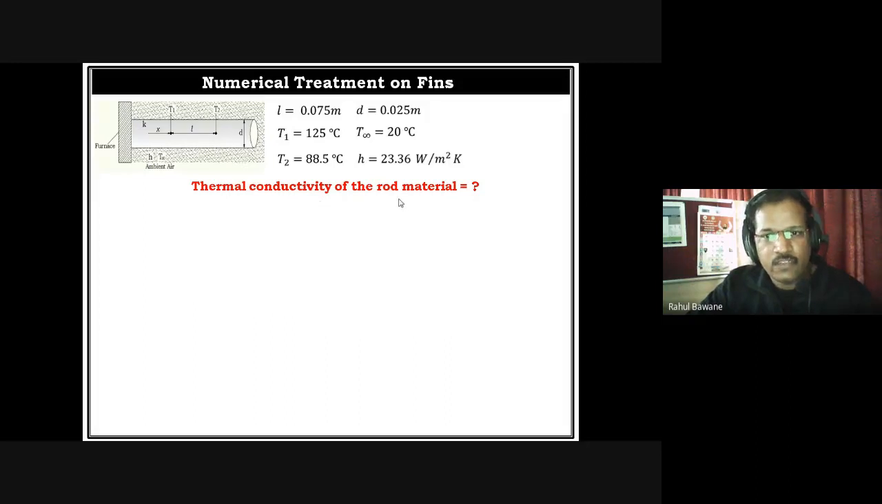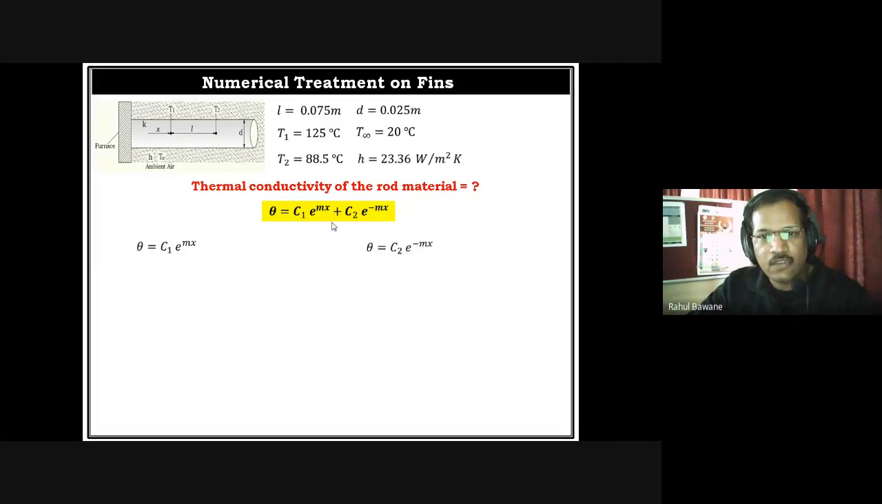Now to find out the thermal conductivity of the rod material, we have to use our basic concept of derivation. We know that the general solution or excess temperature distribution equation is theta is equal to C1 e raised to the power mx plus C2 e raised to the power minus mx. But if you remember, we come to this final general solution equation by adding two parts. First part was theta is equal to C1 e raised to the power mx, and second was theta is equal to C2 e raised to the power minus mx.